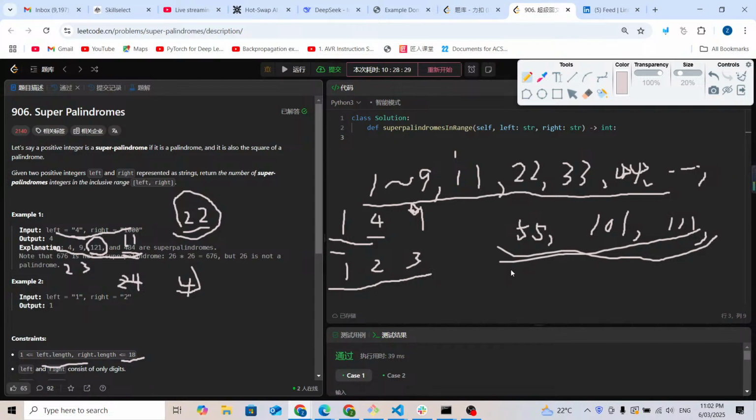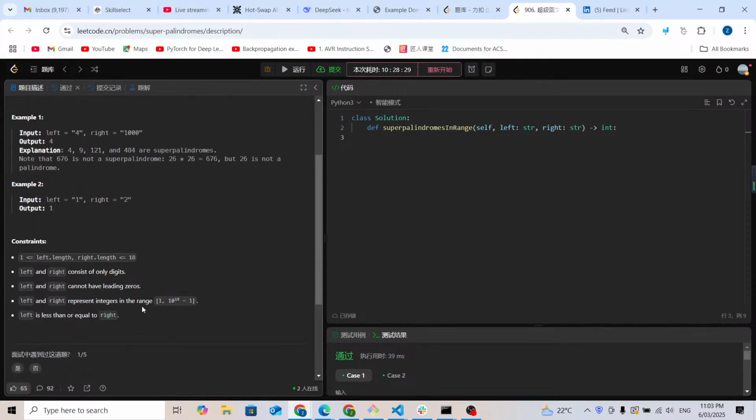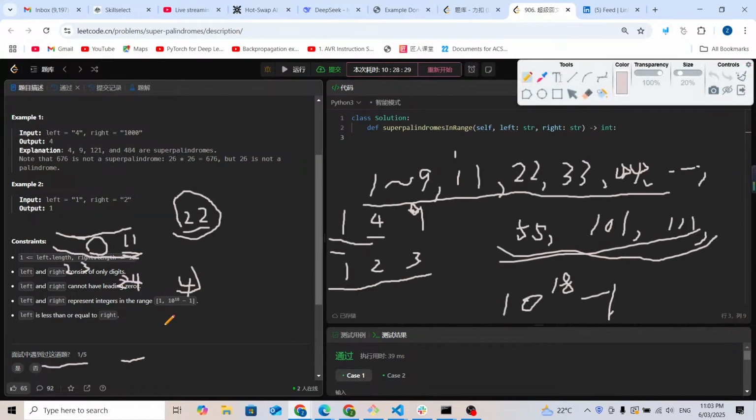And how can we construct it? Yeah, because the length of the left and right is 18. So it means the base number is 10 to the power of 18 minus 1. Let's just check it from here. Yeah. So the left and the right represent integers in the range. So this means this is going to be the largest number, 10 to the power of 18 minus 1.